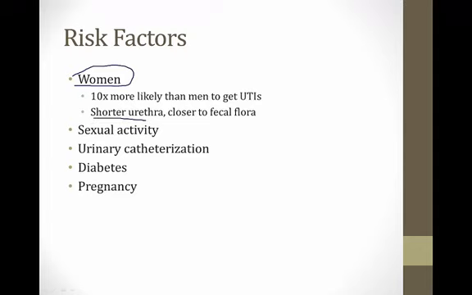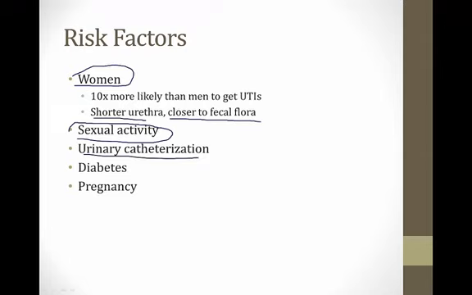First, they have a shorter urethra, so it's easier for those bacteria to climb up to the bladder. And also, their urethra is closer to the rectum, so it's easier for fecal flora to get into the urinary system. Women who've had sexual activity are at particular risk because the sexual activity can introduce bacteria into the urethra, and UTIs that occur after sexual activity are sometimes called honeymooners disease for obvious reasons.